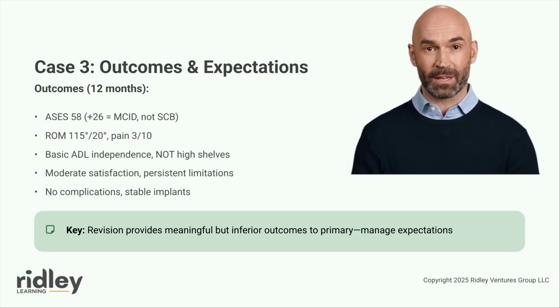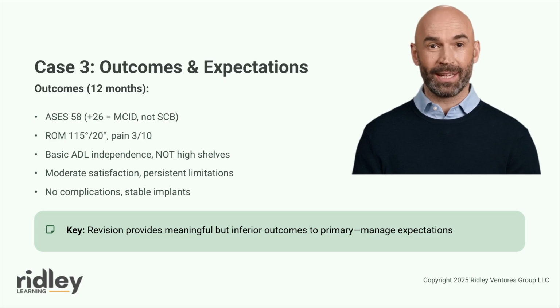He expressed moderate satisfaction while acknowledging persistent limitations. There were no complications, and radiographs showed stable components with complete graft incorporation. Critical decisions in this case included selecting reverse total shoulder arthroplasty as the optimal salvage for failed anatomic arthroplasty with cuff insufficiency and bone loss, following a conservative protocol appropriate for the revision complexity and risk factors, managing realistic expectations that revision outcomes are inferior to primary procedures but meaningful improvement is still achievable, and recognizing that interdisciplinary collaboration was essential.